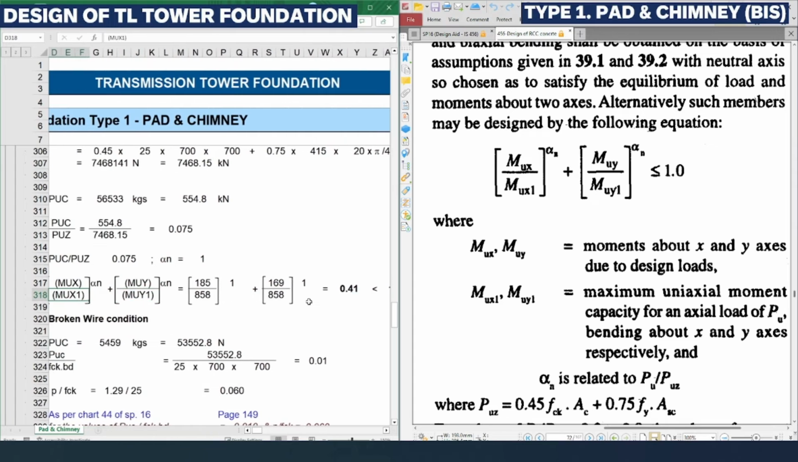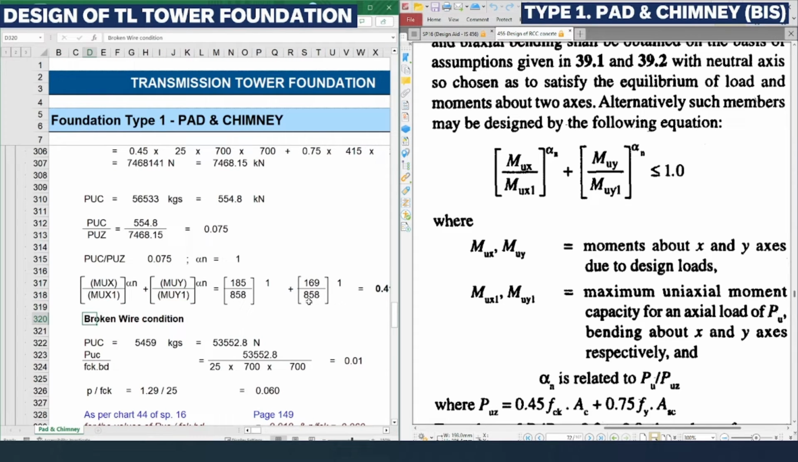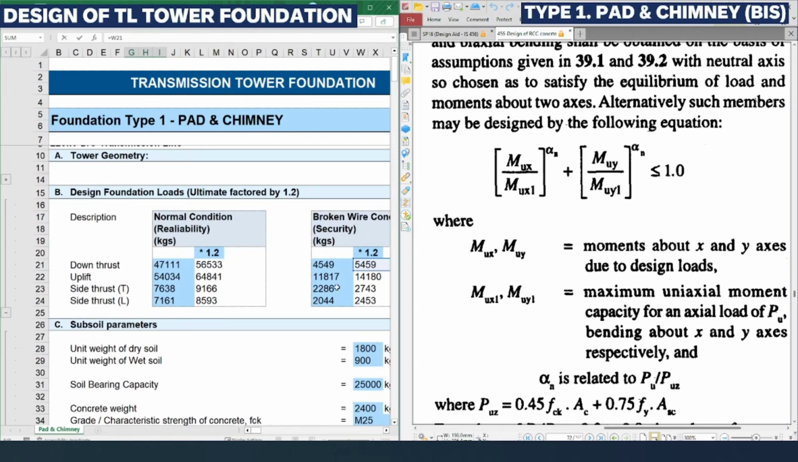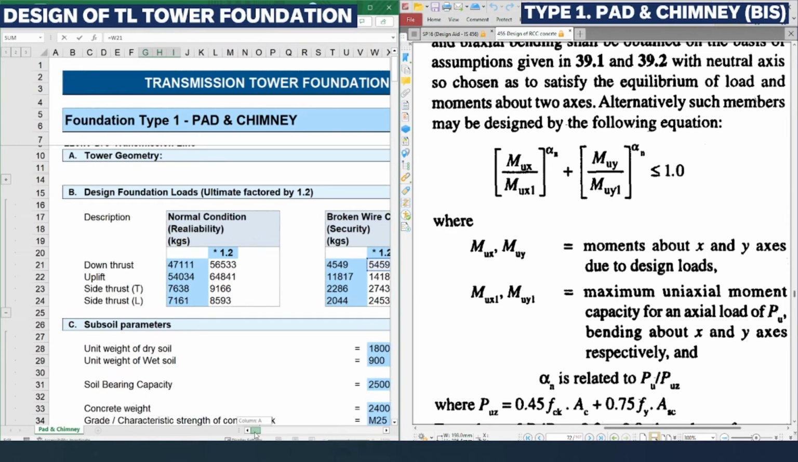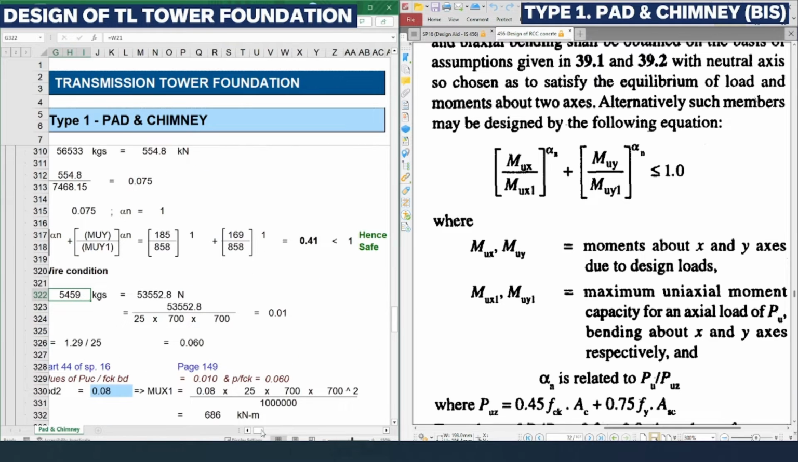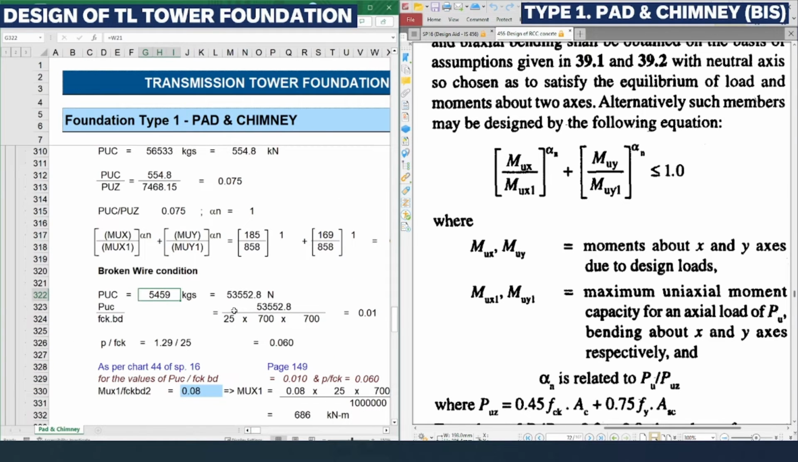So this kind of calculation again we need to apply for the broken wire condition. Here that PUC we need to consider from the structural loads, design loads, as a case for broken wire condition. Here you can see this 5459 is the broken wire condition down thrust. So that we are dividing with, that we are going to find out that PUC divided by FCK BD.